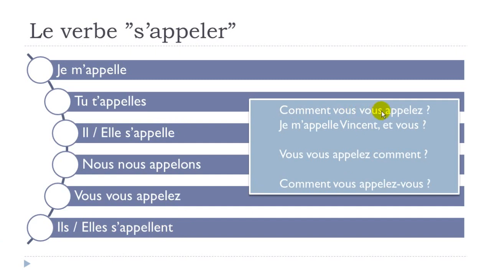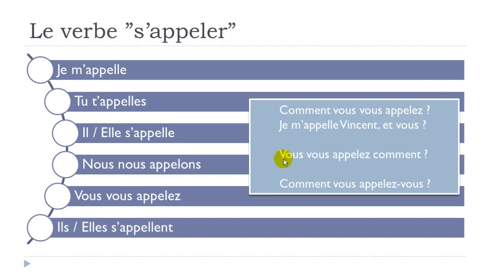Comment vous vous appelez? So when you want to know the name of someone, you know. Comment vous vous appelez? Answer: Je m'appelle Vincent. Et vous? Okay, so I am Vincent, I call myself Vincent if you want. Et vous? And you? So you want to know the name of the person who is asking this question.